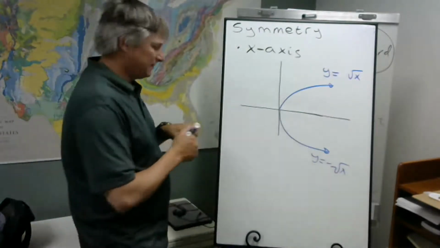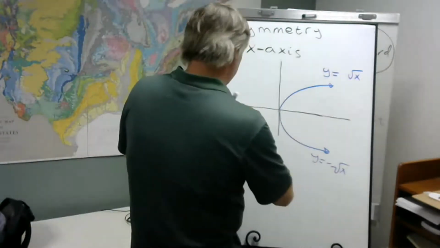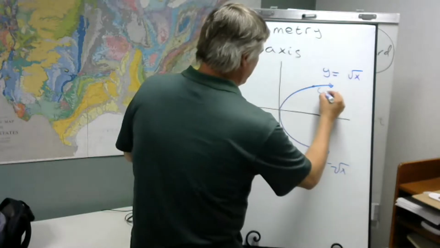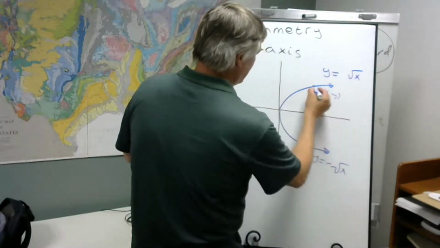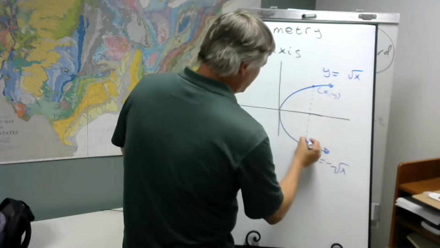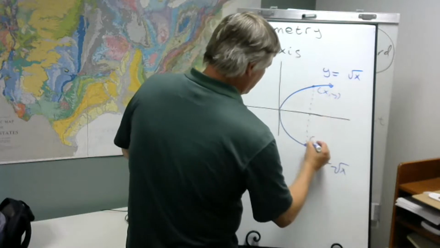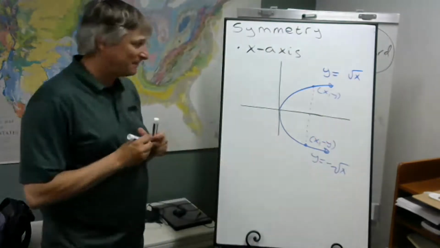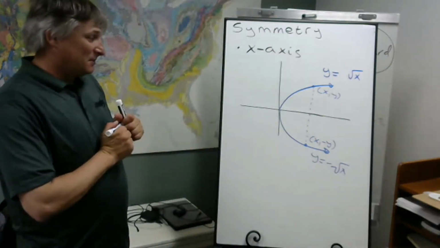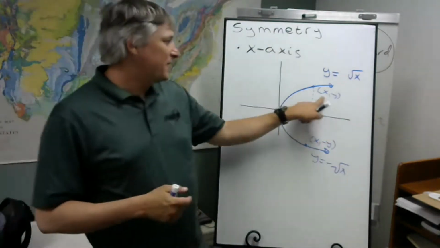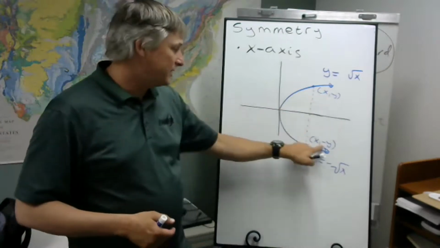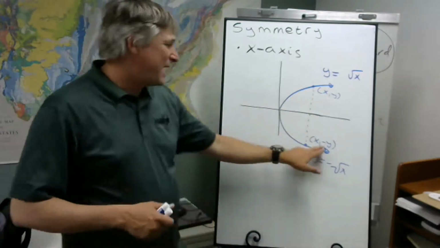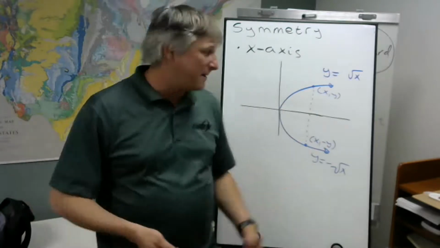Now what it's saying is this. A point (x, y) means you also have a point (x, negative y) on here. So if this satisfies the equation, well, in this case, it's not really an equation, this will satisfy whatever relation that we have.